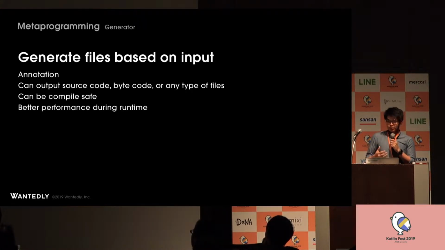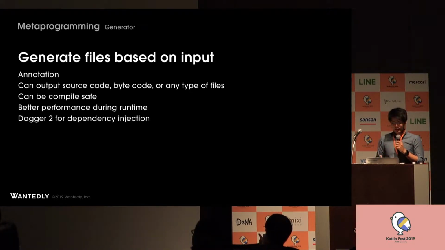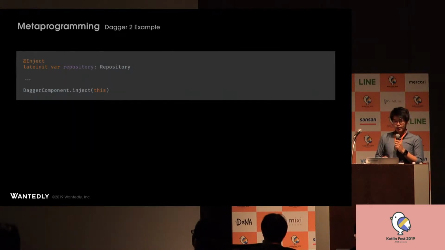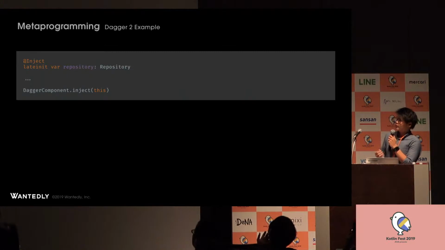Generator pattern also offers better application performance because the code is generated during compile time. And one of the most popular libraries that uses this pattern is Dagger2 for dependency injection. In Dagger2, variables that have been marked with inject annotation will be injected by Dagger down the line.